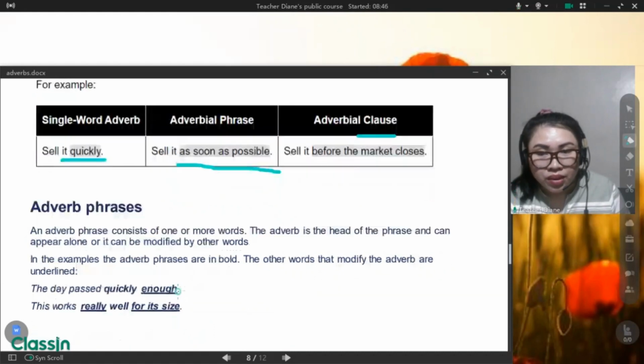Here's an example: the day passed quickly enough. Quickly enough is our adverb phrase, and enough modifies our adverb quickly. Another: this works really well for its size. Really well for its size is our adverb phrase, and here really and for its size modify our adverb well.